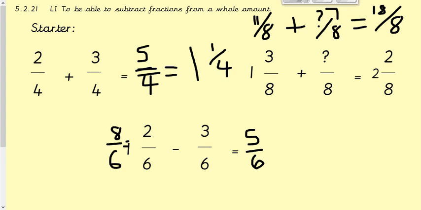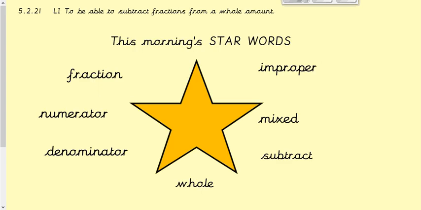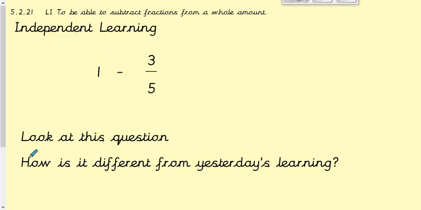So today's learning then, we're carrying on with subtraction, but we're looking at subtracting from a whole amount today. So we've got the same style words. The only new one is whole, because we're looking at wholes today, and subtracting a fraction from a whole. So let's look at this question first. We have 1 whole, take away 3 fifths. So how is this different from yesterday's learning and the learning we've done so far? What is different about this compared to what we did the other day when we first started doing subtraction?